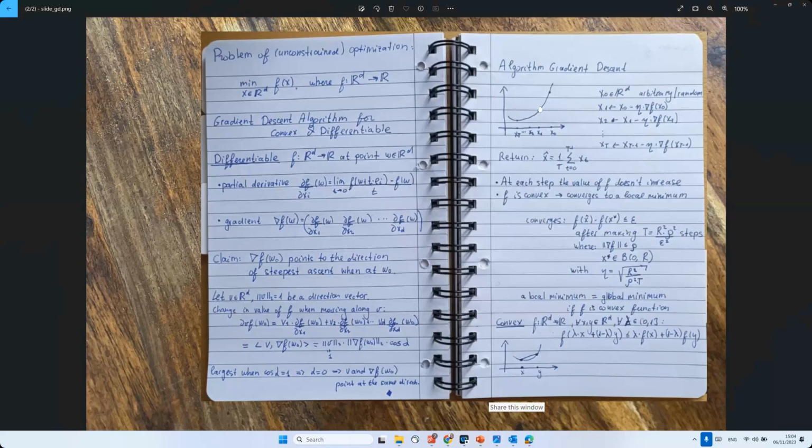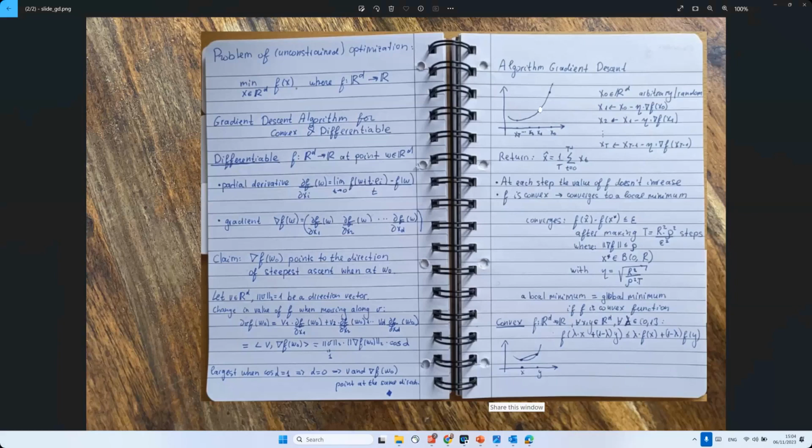And the last time we actually discussed how to find this direction of the greatest descent, which is given just by minus the gradient of the function. Okay, so this is the intuition behind the algorithm.